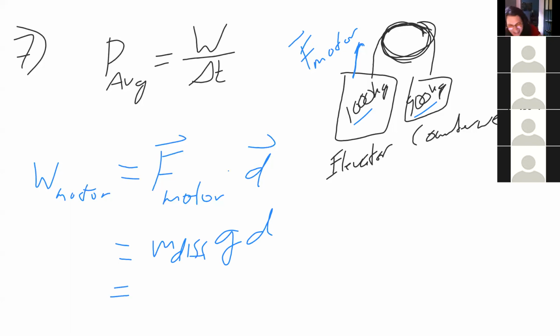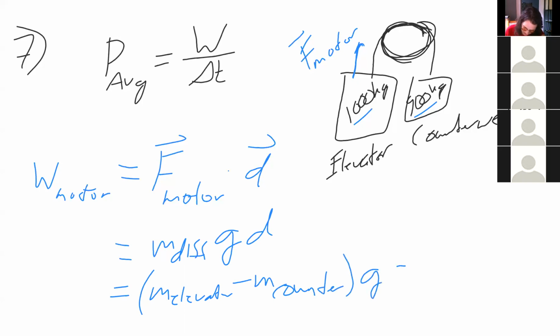And then as far as calculating the mass difference, it'll just be the mass of the elevator minus the mass of the counterweight. And then we just multiply this by g and by d. g is 9.8 and d is the distance that the elevator will be moved.